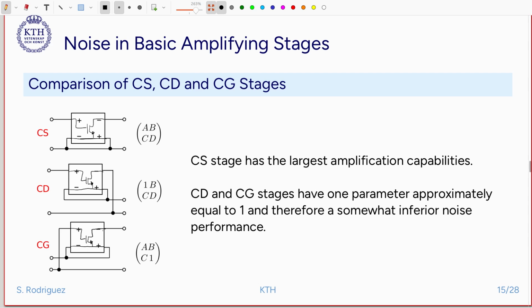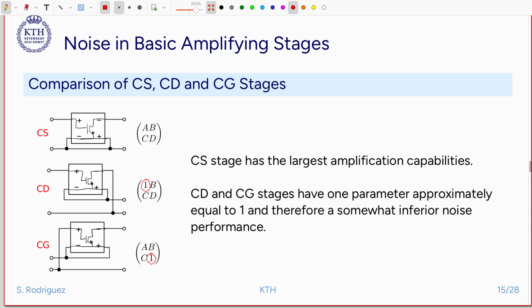If we take the common drain, for instance, we have that the common drain stage has one parameter that is equal to 1, and the common gate also has one parameter. So in the common drain, the voltage gain is approximately equal to 1, whereas in the common gate it is the current gain that is approximately equal to 1. And then when we refer noise sources from the output to the input, they will have lower performance than the common source stage. The other parameters are more or less the same.